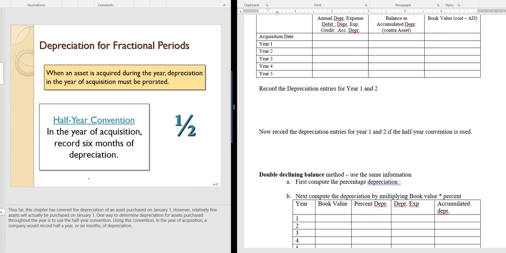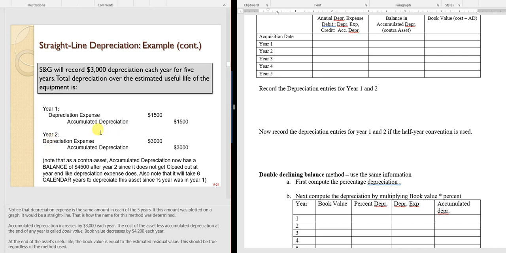So what happens if you use the half-year convention is our journal entry for year one becomes depreciation expense, accumulated depreciation for $1,500, and then year two it's $3,000. Notice I'll actually depreciate it over 6 calendar years, so $1,500 in year one, so that's a half year. Year two is a whole year. Year three is a whole year. Year four is a whole year. Year five is a whole year. But I need a half year in the 6th calendar year.